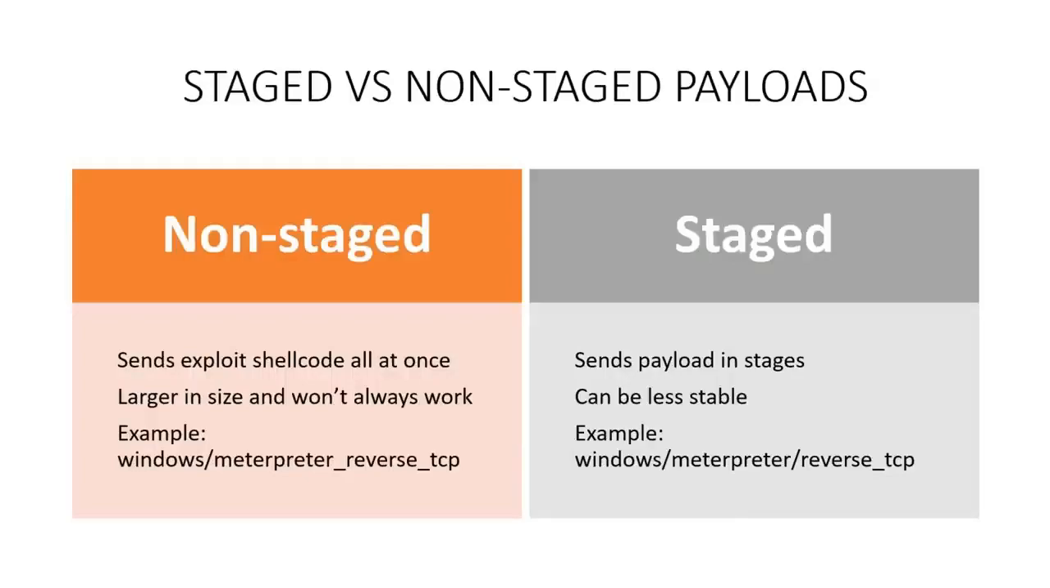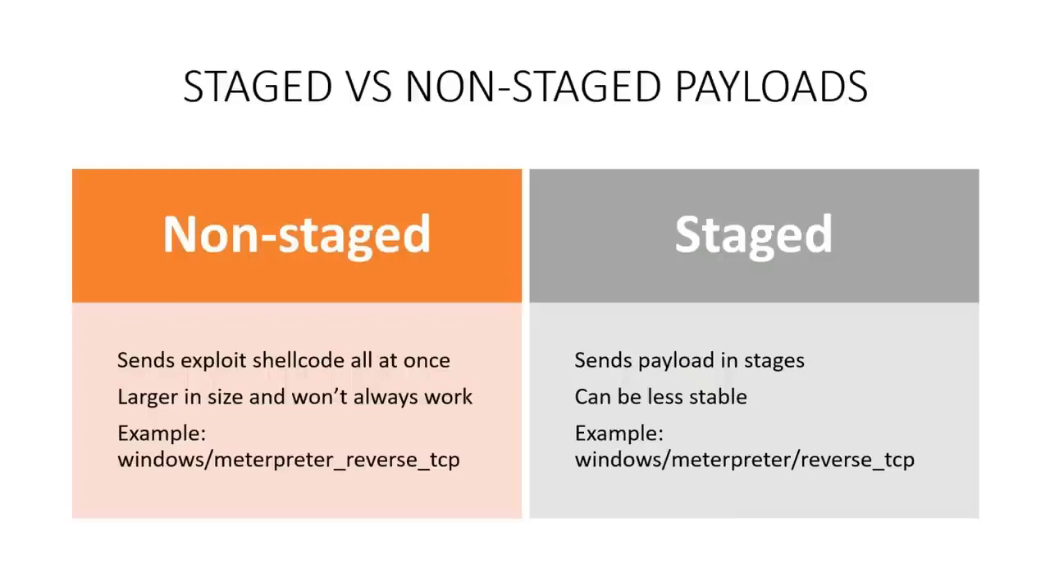Now, it's going to make more sense as we go. It's okay if you're still a little bit confused on all of this. There are two main types of payloads that we need to pay attention to. There is what we call non-staged and what we call staged. A non-staged payload sends the exploit shellcode all at once, where a staged payload sends it in stages. The non-staged payload is larger in size and it doesn't always work, where the staged payload can actually be less stable. So each has its con.